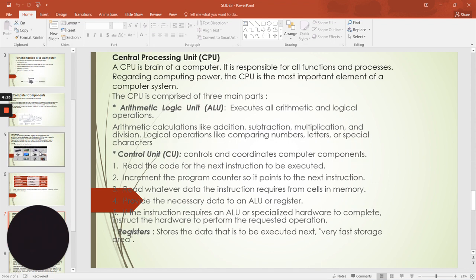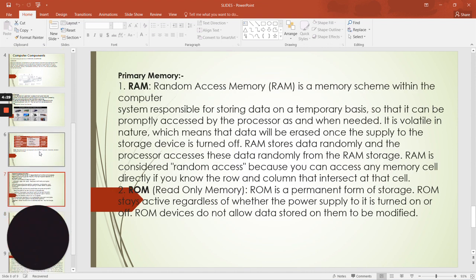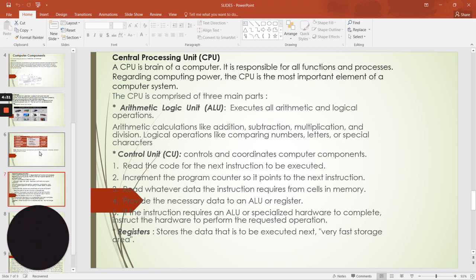Now let us look at the central processing unit, or rather CPU. A CPU is the brain of a computer. It is responsible for all functions and processes. Regarding computer power, the CPU is the most important element of a computer system.